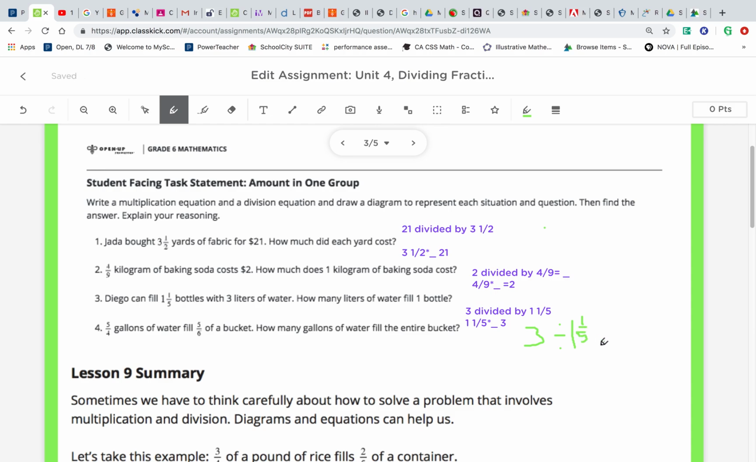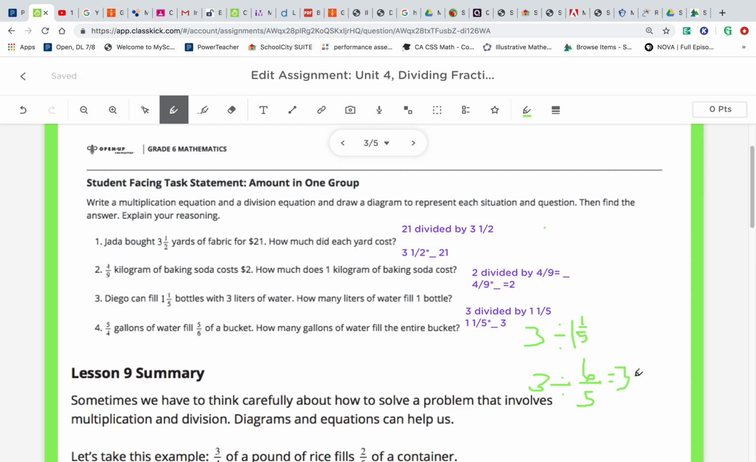Okay, so if we're dividing it by 1 1/5, that's a mixed number. We want to change that into a fraction. So we're going to go what you might have heard of as around the world. 1 times 5 is 5, plus 1 is 6. So this is really 6 over 5. This is still 3, still dividing. Okay, but then a little alarm should go off. If we're dividing by a fraction, we're really going to multiply times the reciprocal.